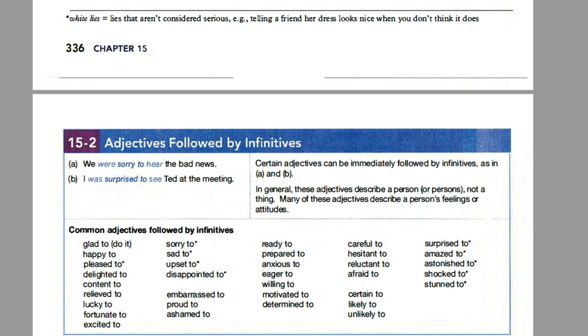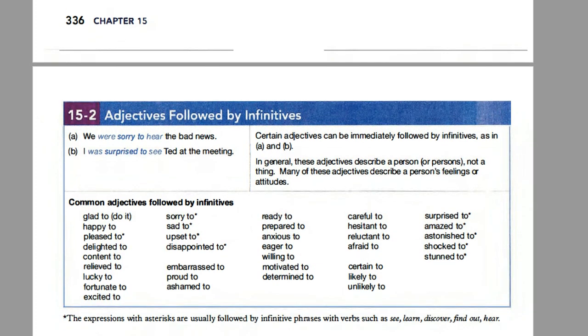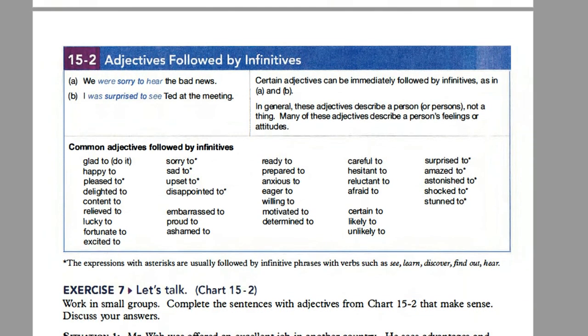So if we move to section 2, adjectives followed by infinitives. So the adjective is followed by an infinitive. What do we mean by it? We realize it could be a word defined as an adjective in structure, and therefore we follow it with an infinitive. The first example in A here: "We were sorry to hear the bad news."